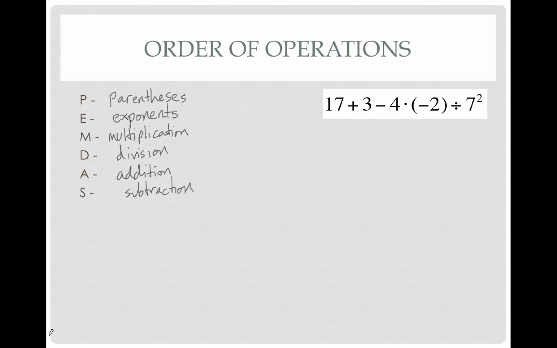So let's go ahead and do this one right here. First thing I want to do is deal with any parentheses. I don't see any parentheses. There's one here, but I've already simplified everything. It's just negative 2. So parentheses are done. Let's go look through exponents. I got a 7 squared. Before I can do anything with that 7, I need to square it. So that's 49. So now we've got 17 plus 3 minus 4 times negative 2 divided by 49.